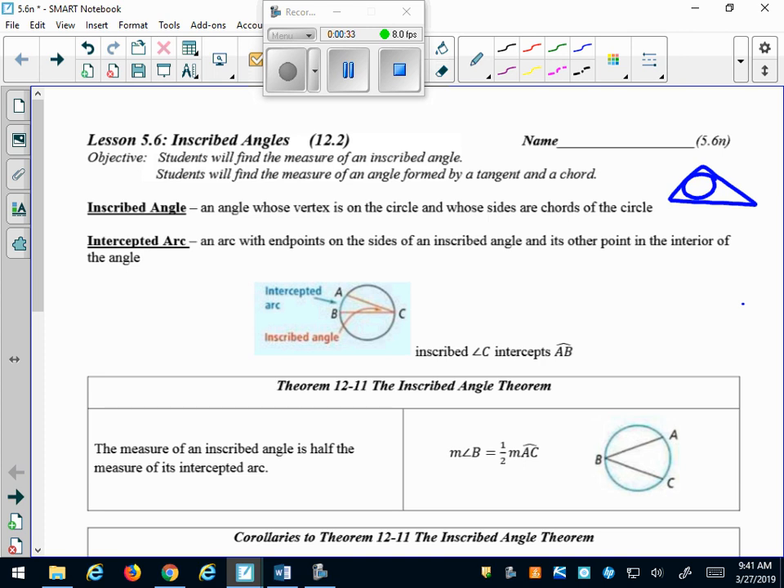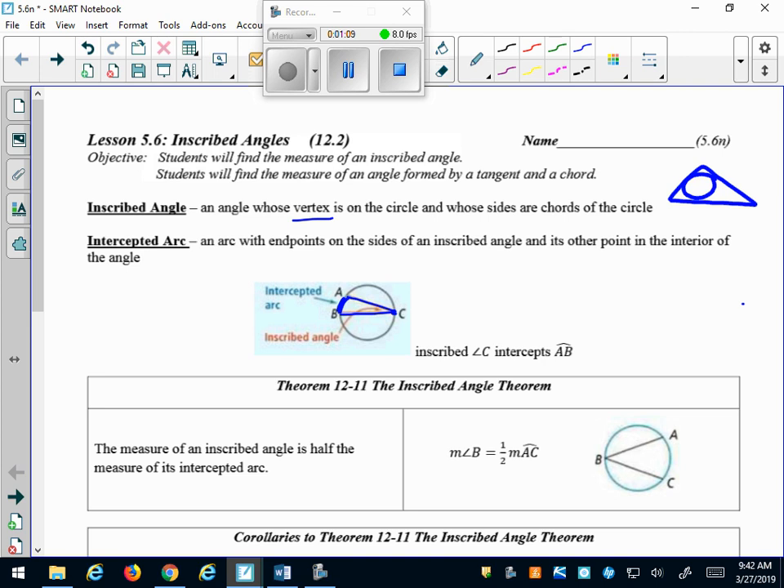So, an inscribed angle has its vertex on the circle. So when the vertex is on the circle, the two sides of the angle are chords of the circle, right? Because they go right through the circle. This arc, just like before with central angles, is called the intercepted arc.